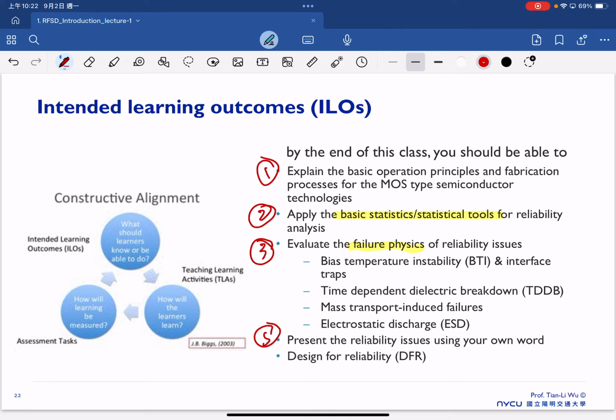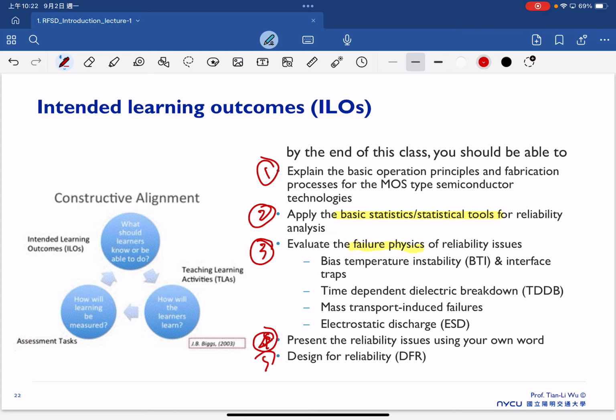And also, by the end of this class, we will divide everyone into small groups. We will do a group presentation. So you need to present a reliability issue using your own words here. So we will talk about this later.